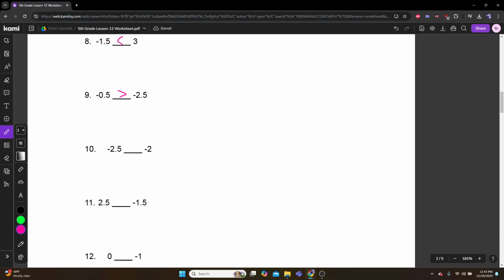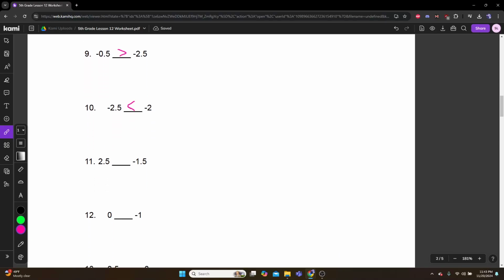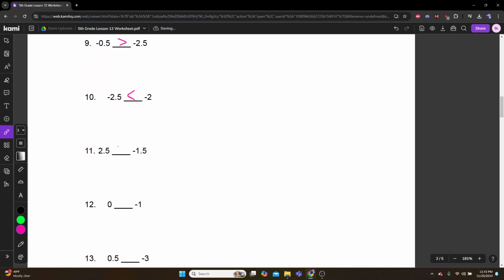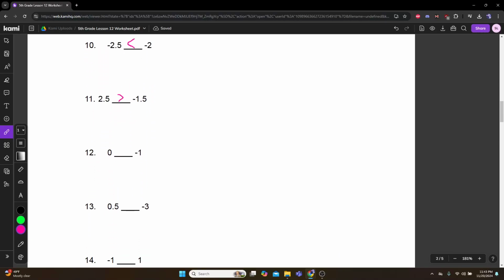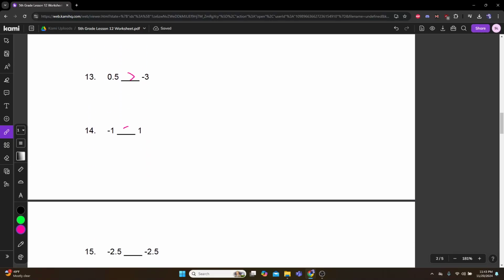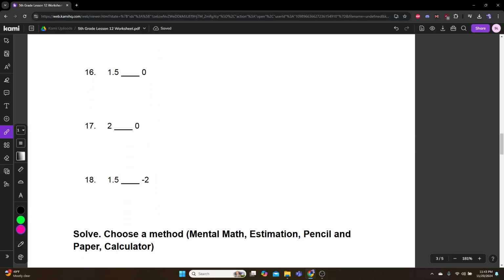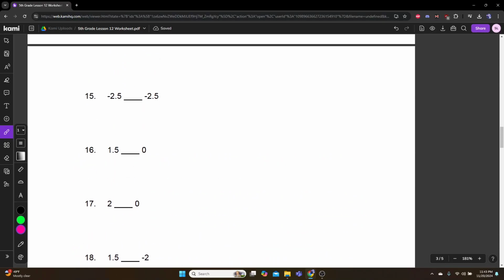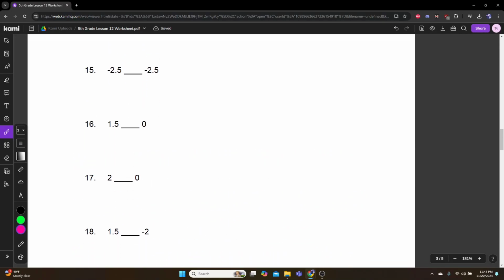And then number 10, we could use the same example. Negative 2 would be larger. And then 11, it would be the positive number that's larger. Number 12, 0 would be larger. 13, 0.5 would be larger. 14, 1 would be larger. And then you can repeat these processes up until number 18.